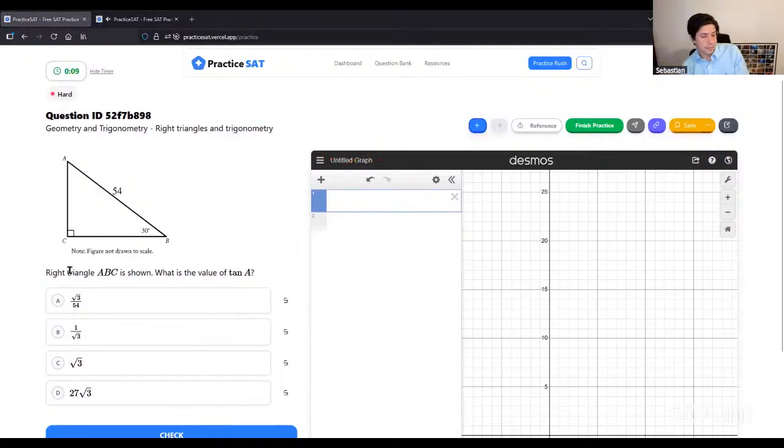Right triangle ABC is shown. What is the value of tan A? So this is a 30, 60, 90 triangle. So that's going to make this 27, and that's going to make this 27 root 3. So tan would be root 3 over 1, because it'd be 27 root 3.